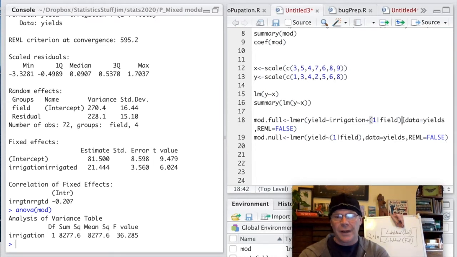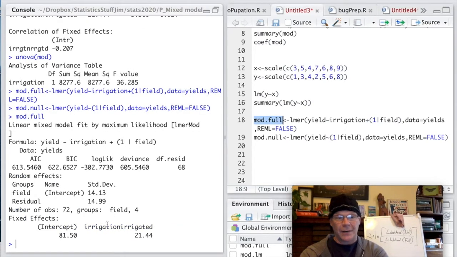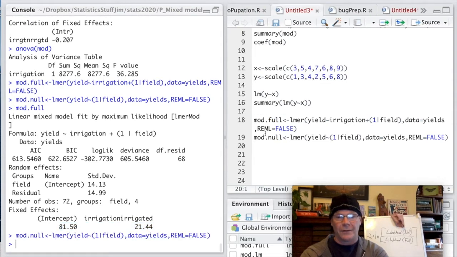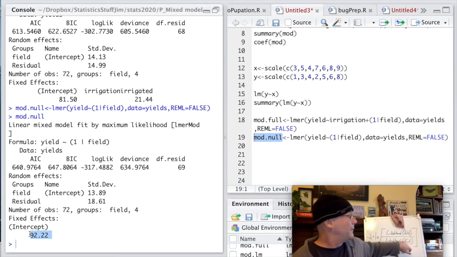And so here I have mod full and mod null. Again, here's the model, here's the parameter estimates that we saw before for the full model. For the null model, all we have is an estimate for the grand mean. And so here's our two different models. And I want to point out that the null model is actually nested within the full model, right?